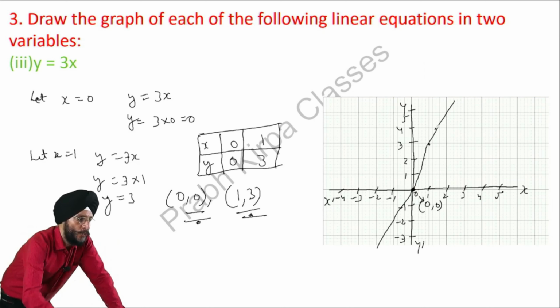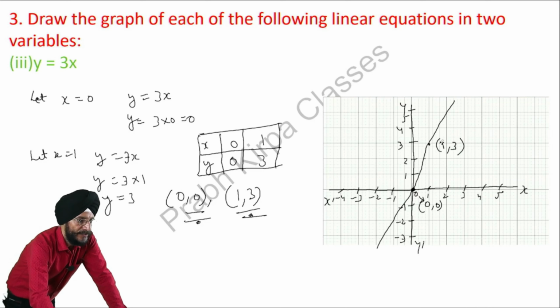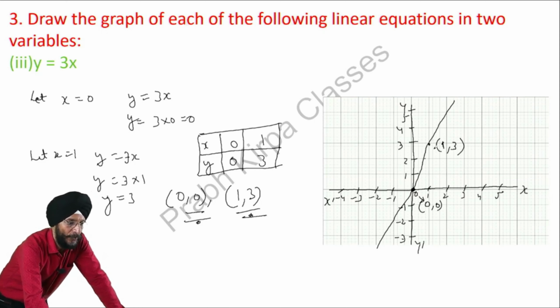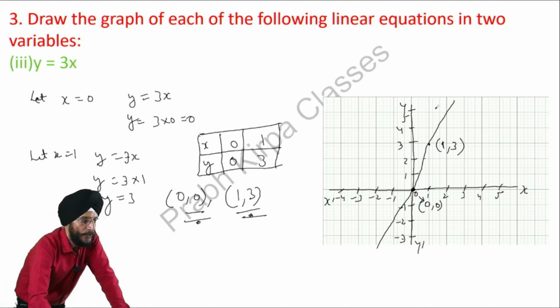By joining these 2 points, here the value of x is 1 and the value of y is 3. You are to write the solutions at each of the points which you join, and you are also to write the equation. What is the equation? y is equal to 3x.